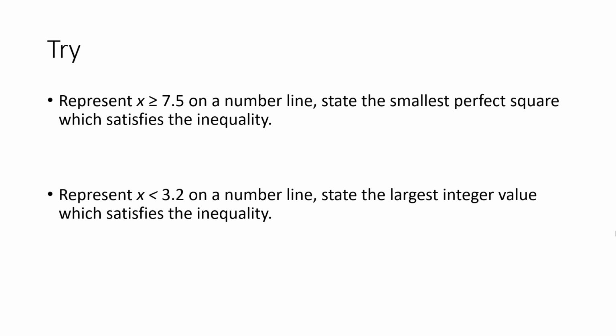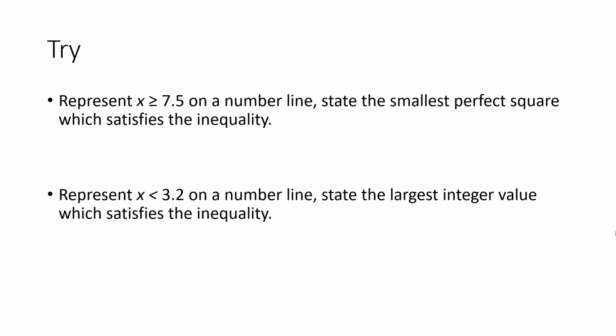Next, please try out these two questions. Represent x is larger than 7.5 on a number line and state the smallest perfect square which satisfies the inequality. A perfect square is a number whereby if you square root it, it will produce a whole number. Next, represent x is smaller than 3.2 on a number line and state the largest integer value which satisfies the inequality. So please pause the video and try it out.